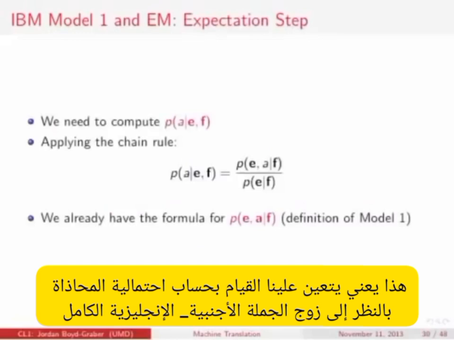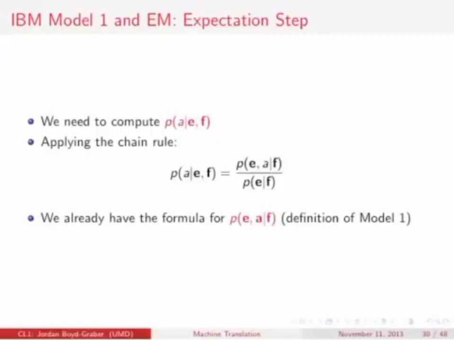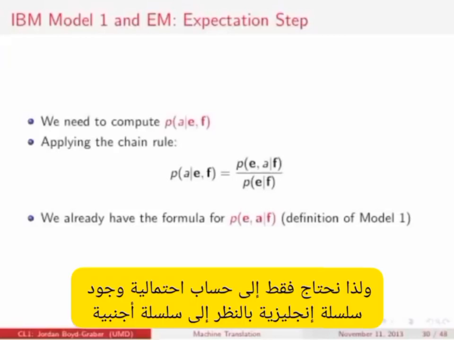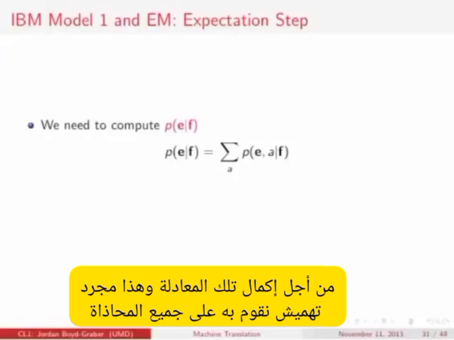This means that what we need to do is compute the probability of an alignment given a complete English-foreign sentence pair. If you remember what we talked about at the very beginning of the class, this is just an application of the chain rule. Model 1 tells us the probability of an English sentence and alignment given a foreign string, so we just need to compute the probability of an English string given a foreign string in order to complete that equation, and this is just a marginalization. We marginalize out over all of the alignments.